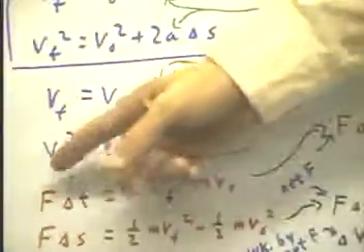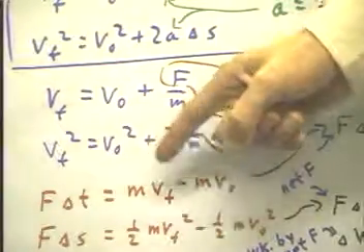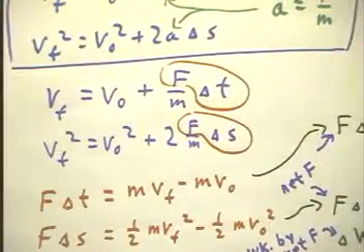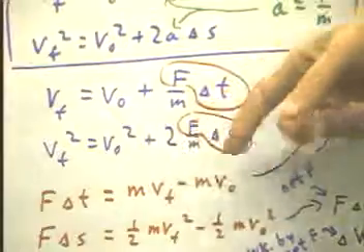Here we have F delta T equals m vf minus m v naught. We know that mv is momentum, so that m vf and m v naught are final and initial momentum. So that this F delta T, whatever it is, is our change in momentum.